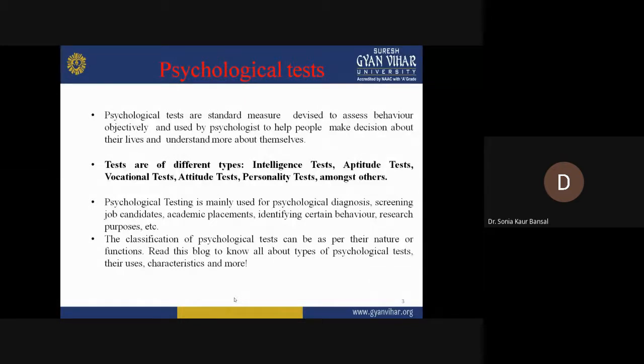Psychological testing is mainly used for psychological diagnosis. What do we want to diagnose? We want to diagnose a certain behavior, a certain situation, or a certain feeling. How the person is reacting or behaving in a certain situation is known by a psychological test, and it is a wonderful means to collect data. Job candidates and academic placements are also handled with the help of psychological tests, to identify certain behavior, for research purposes, etc. So psychological testing is very, very important.